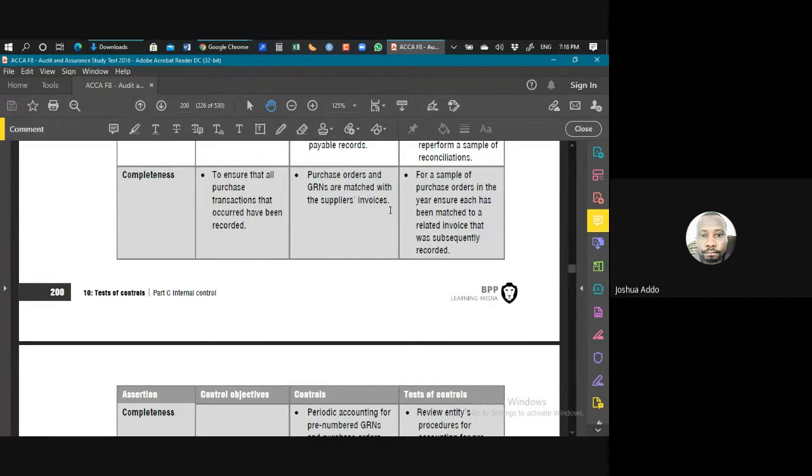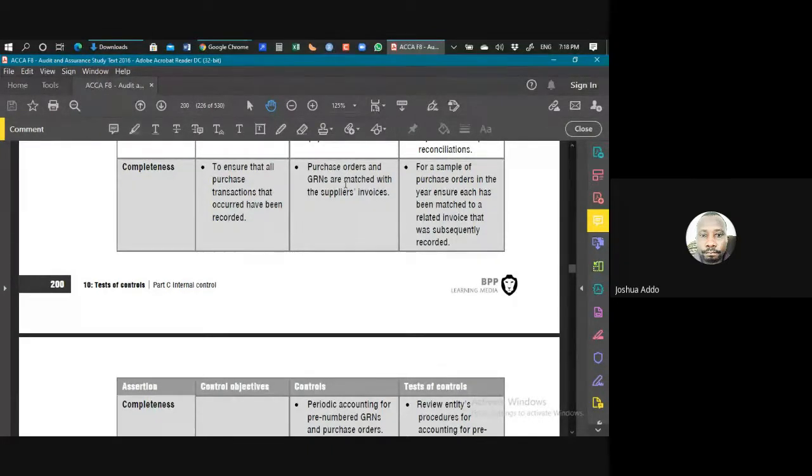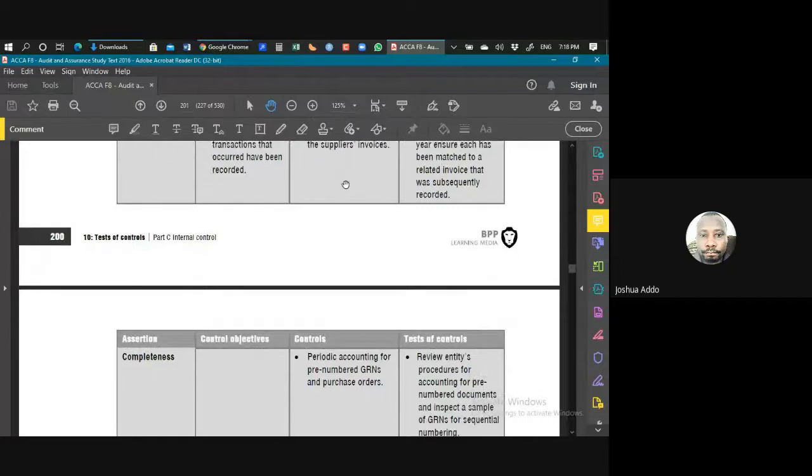What will the auditor do if the matching of GRN with the supplier's invoice is done? The auditor can just observe that it is happening, that there's a procedure, a process for matching the two. So, for a sample of purchase orders in the year, ensure each has been matched to the related invoice that was subsequently recorded. The procedures part, I don't think is so difficult. Once you understand the control, you can understand what the auditor needs to do to test that that control exists and is working.